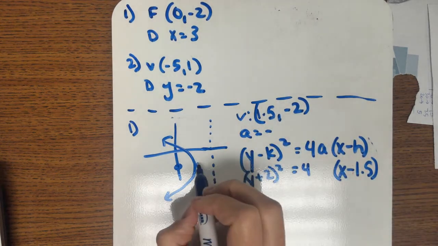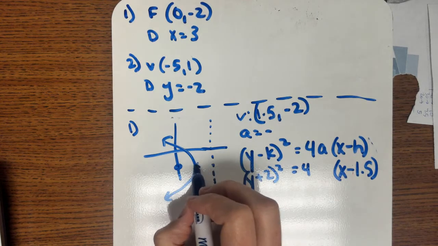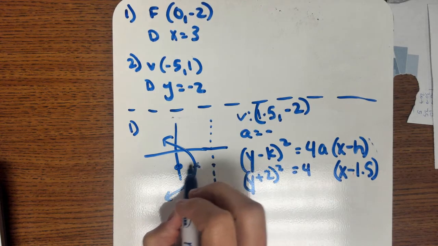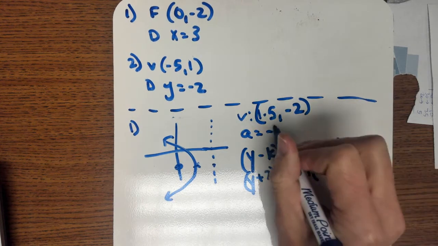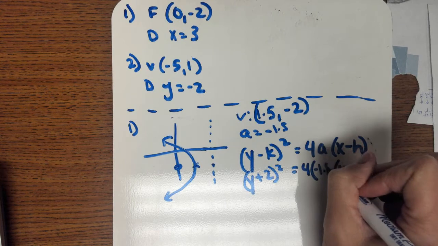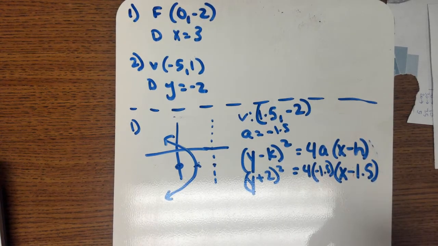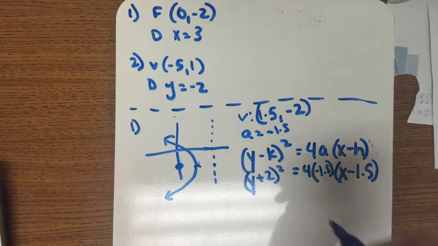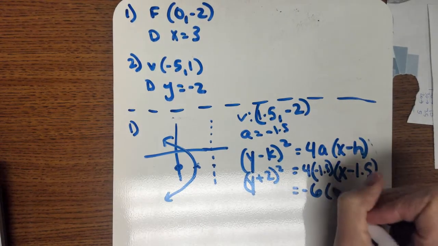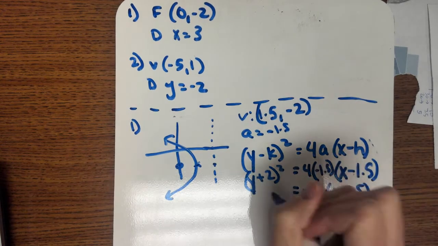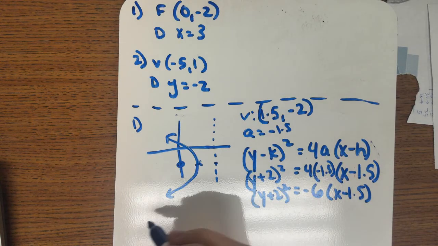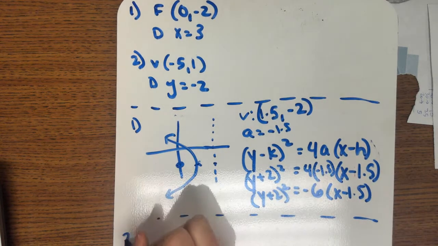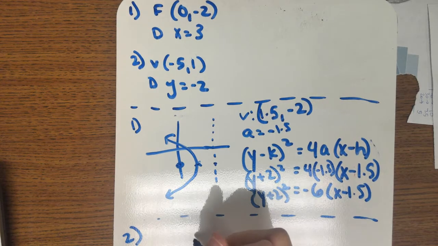And then my a value is that distance from vertex to directrix or vertex to focus, which is 1.5. But I've got to make it negative because it's opening to the left. Then I will go through, and you need to simplify. So that gives me (y + 2) squared equals -6 times (x minus 3/2), and that is my first parabola.